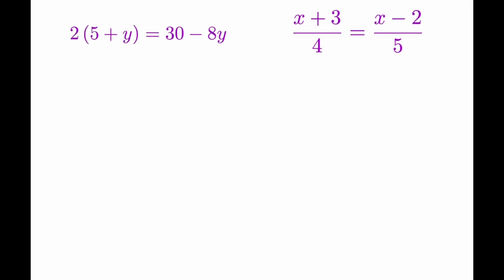Here looks a bit complicated, but it's not actually. So the first step is to eliminate the brackets. So you times this and also times this. 2 times 5, 10. 2 times y, 2y. And then 30 minus 8y.